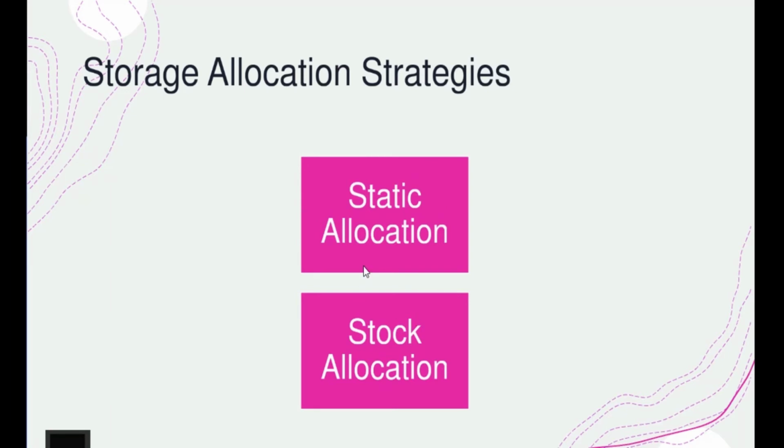In static allocation, the position of an activation record in memory is fixed at compile time only. And in stack allocation, new activation records are pushed onto the stack for each execution of a procedure. Here the activation record is stored in memory in the form of a stack. Runtime allocation and deallocation of activation records occurs as a part of the procedure call and return sequences.